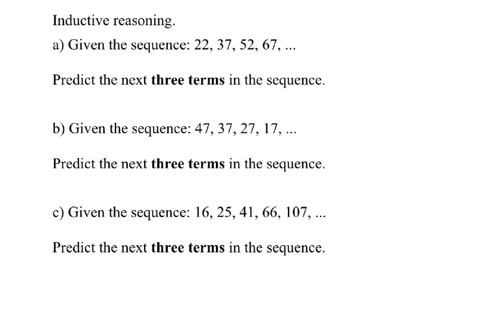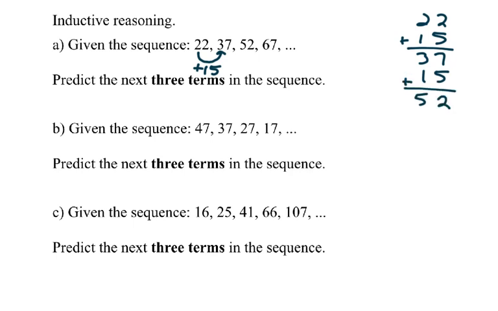Given the sequence 22, 37, 52, 67, predict the next three terms in the sequence. So we can see the sequence is increasing. Is it increasing by addition or is it increasing by multiplication? Let's start with trying addition. From 22 to 37, we will add 15. So 22 plus 15 is 37. 37 plus 15 is 52. So we're adding 15 in this sequence.